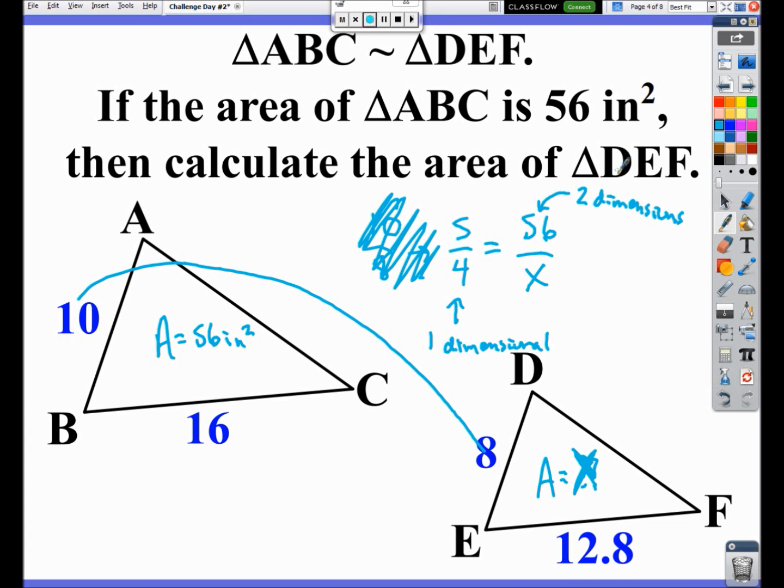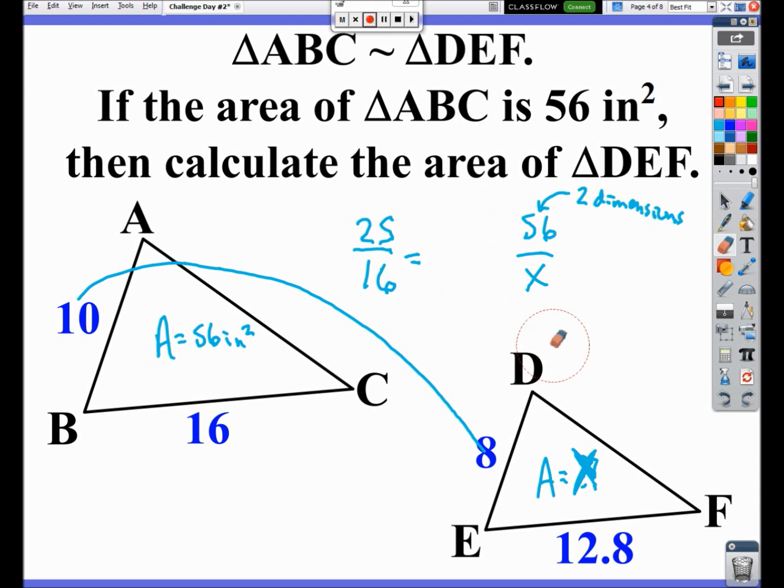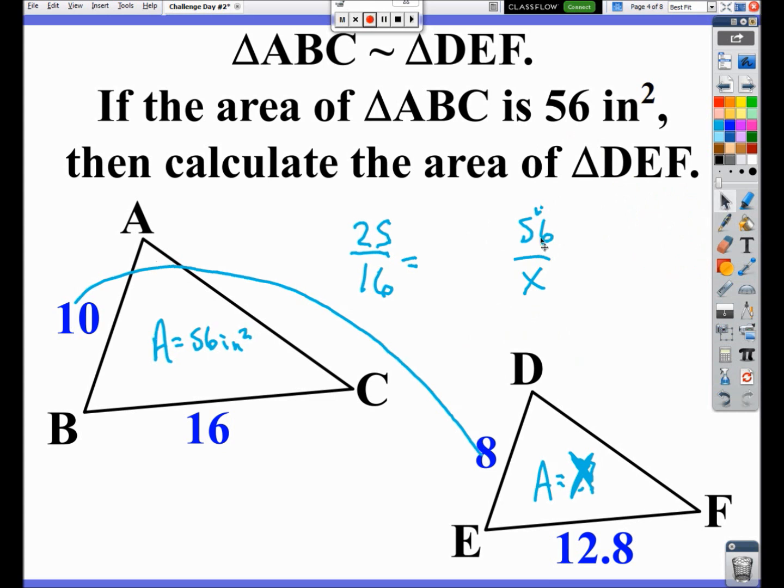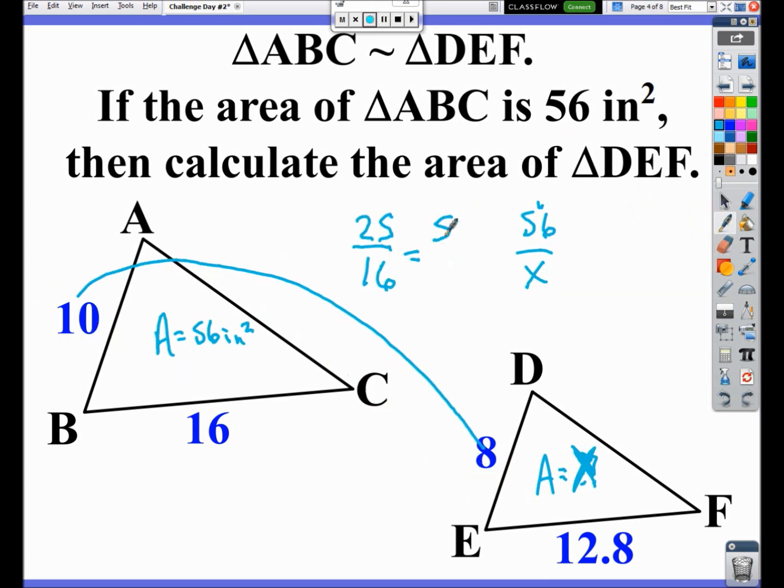So if I need my dimensions to match, then I could turn this one-dimensional ratio into a two-dimensional ratio. And in order to accomplish that, I would need to square this ratio. And if I square a one-dimensional ratio, it now becomes a two-dimensional ratio. So now, I'm just going to write this over here. 5 squared, 25. 4 squared, 16. So now I'm going to ignore this. Let me just erase this part now. Awesome. Let me just rewrite this over here.